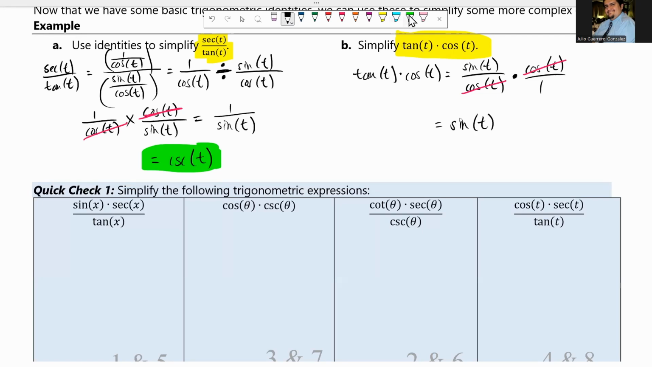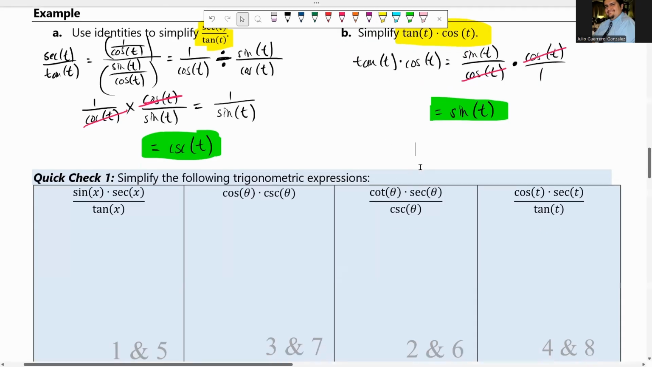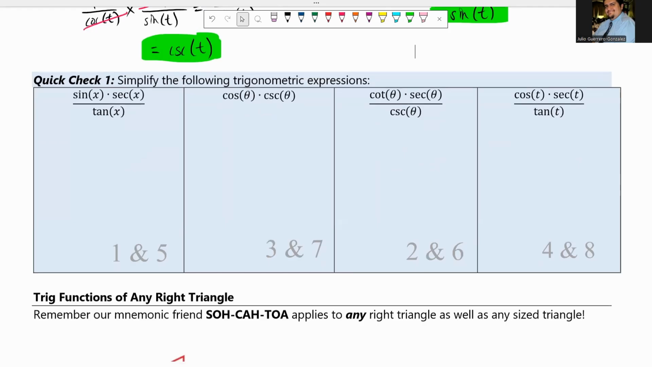And this now reduces down to sine of t. So if you take a look, what we did was grab something that might have been a little messy if we kept working with it and turn it into something a little bit more compact. I'm going to get you guys to practice, practice, practice.